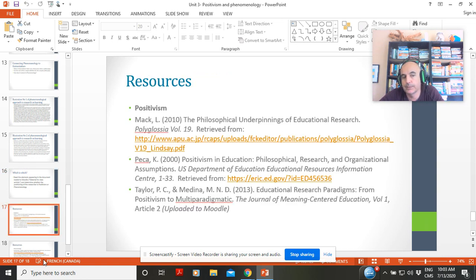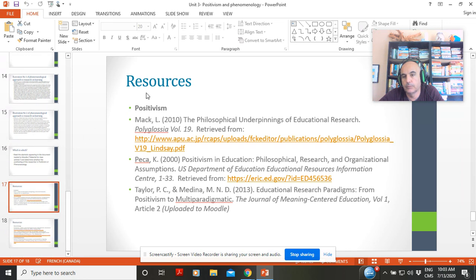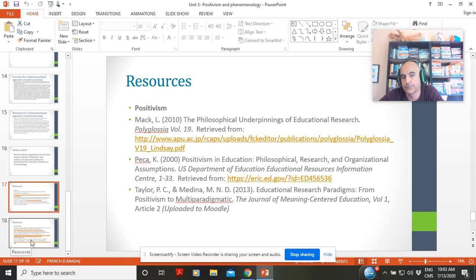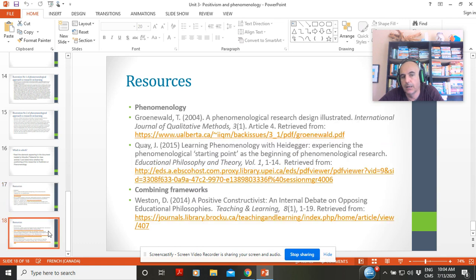And then you've got resources. On Moodle, in the reading section, I've combined them alphabetically, but here they're broken into two to help you. So you've got the readings that could help you for positivism. And again, these are the ones that we've encountered several times. Pecker's new, but Mack and Taylor you keep seeing. And in this one, you have a few more new readings, and you've got library links to them. Or sometimes they're just direct open access links.